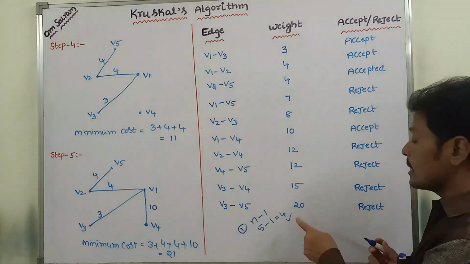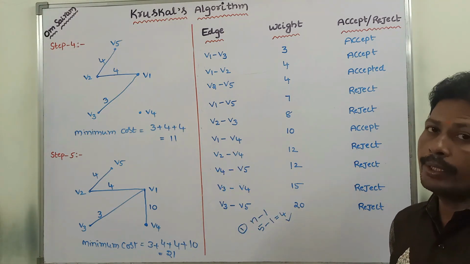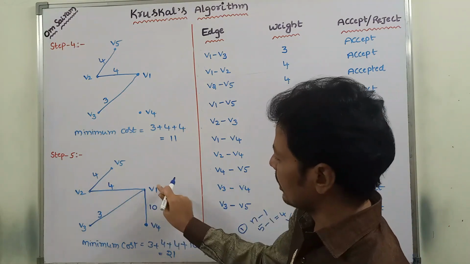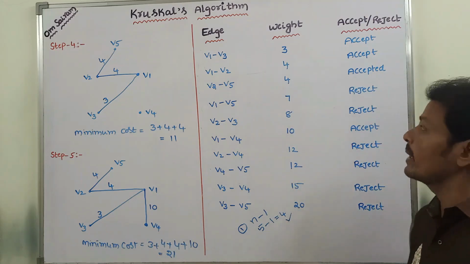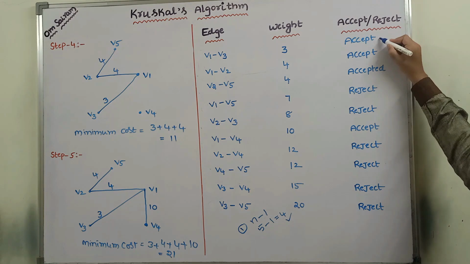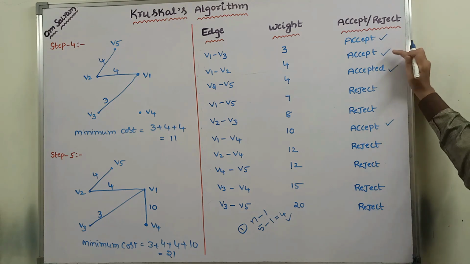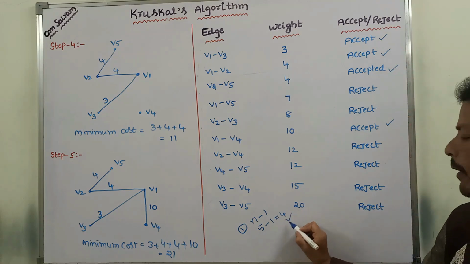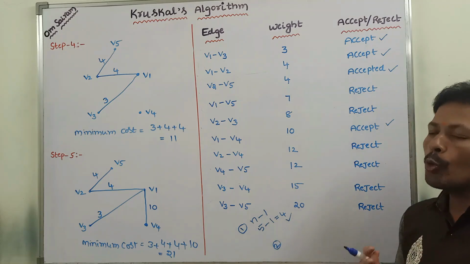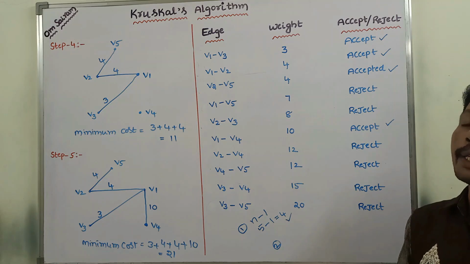Okay, the 4 edges present in the final minimum cost spanning tree are these. That means the edges that we accepted are this edge, this edge, this edge and this edge: 1, 2, 3, 4. 4 edges are accepted.